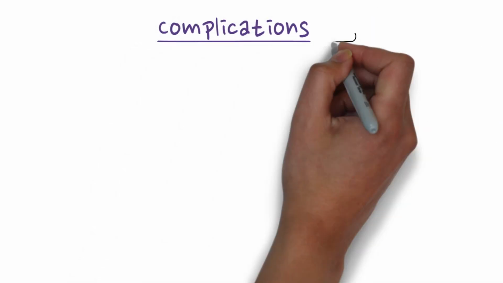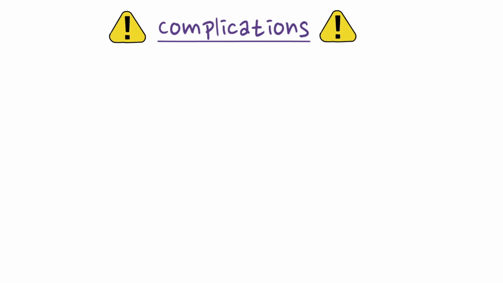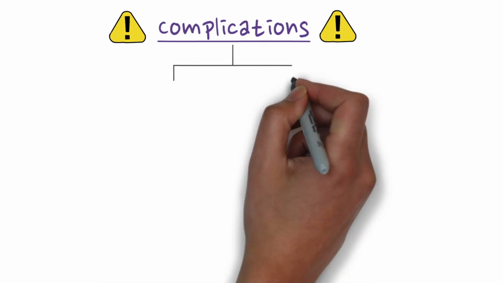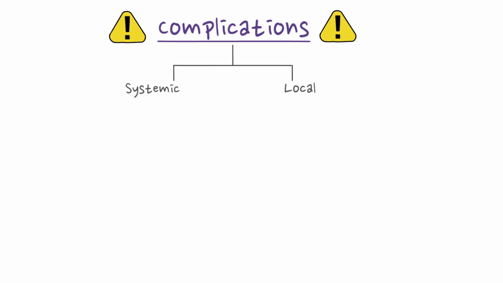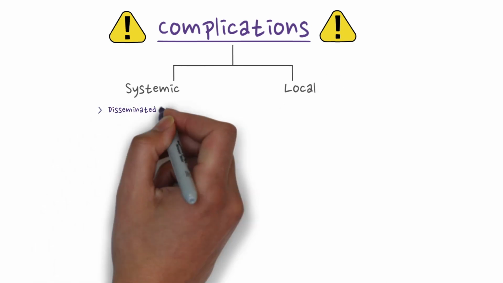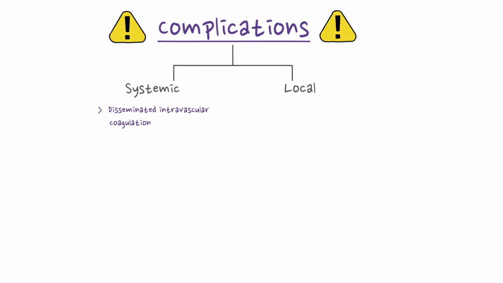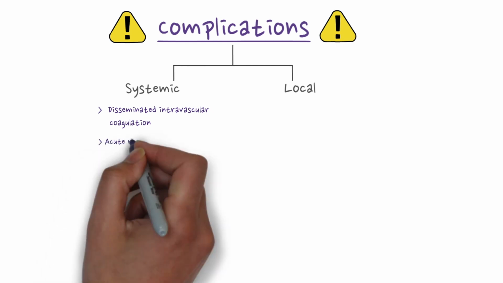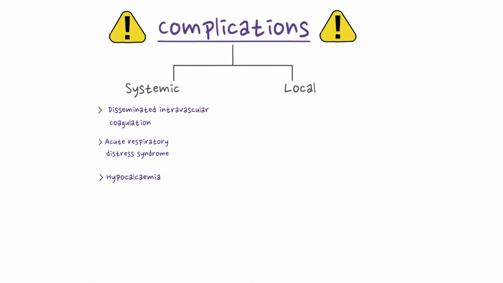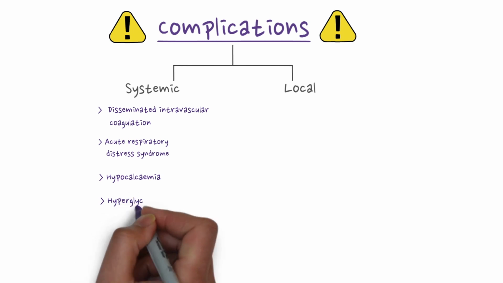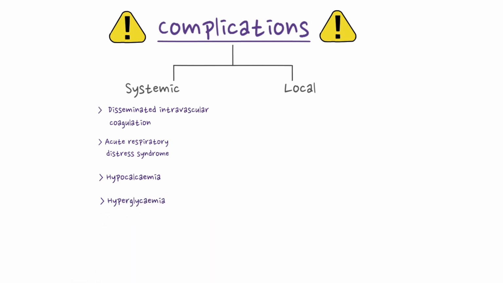There are many possible complications of acute pancreatitis, which can generally be split into either systemic or local complications. Systemic complications include disseminated intravascular coagulation from an overwhelming inflammatory response, acute respiratory distress syndrome, hypocalcemia due to sequestering of calcium ions by free fatty acids, and hyperglycemia due to lack of functional pancreatic tissue.